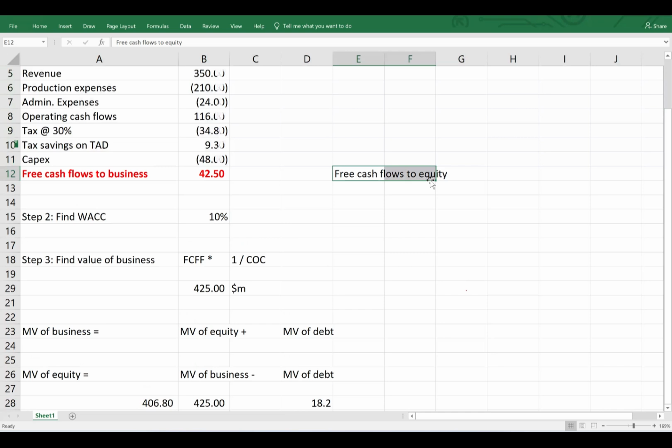Then it's very easy. You have the free cash flow to equity, and it is discounted using cost of equity only. If free cash flow to equity is given, what rate will you use? You will not use WACC now. First you find the free cash flow to equity, then you find the cost of equity. So free cash flow to equity into 1 over cost of equity, and you will find the market value of equity directly.